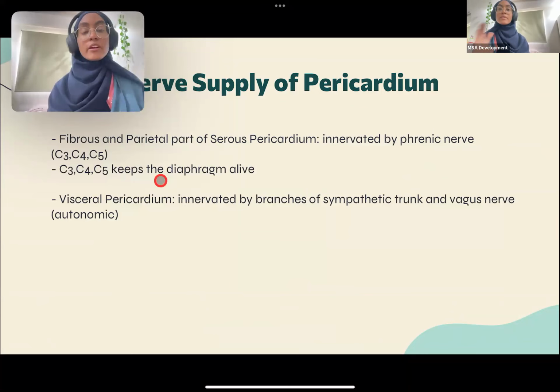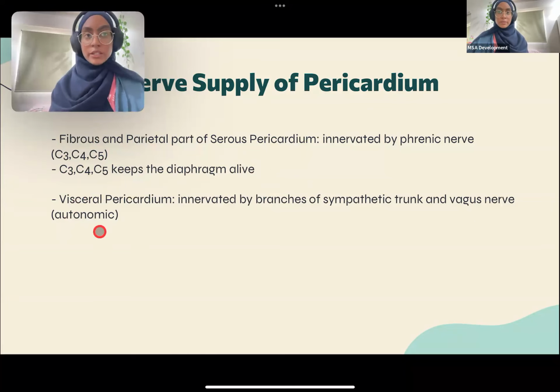The nerve supply of the pericardium is divided. The fibrous and the parietal part of the serous pericardium are innervated by the phrenic nerve. And what else does the phrenic nerve innervate? It innervates the diaphragm. It gives motor fibers to the diaphragm. And this phrenic nerve comes from C3, C4, C5. How I remember it is a mnemonic: C3, C4, C5 keeps the diaphragm alive. So it gives the motor fibers to the diaphragm, and it innervates the fibrous and parietal part of the serous pericardium.